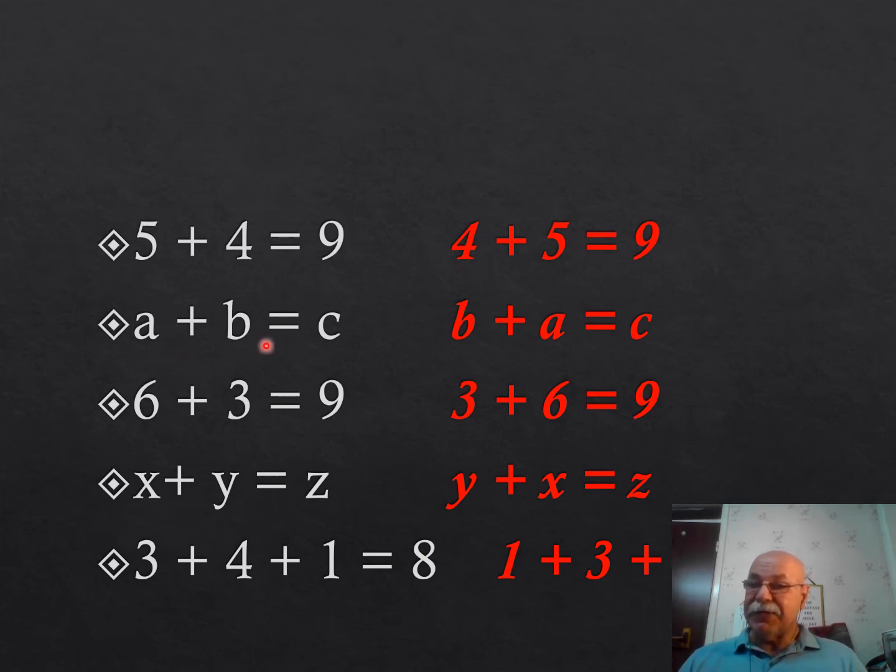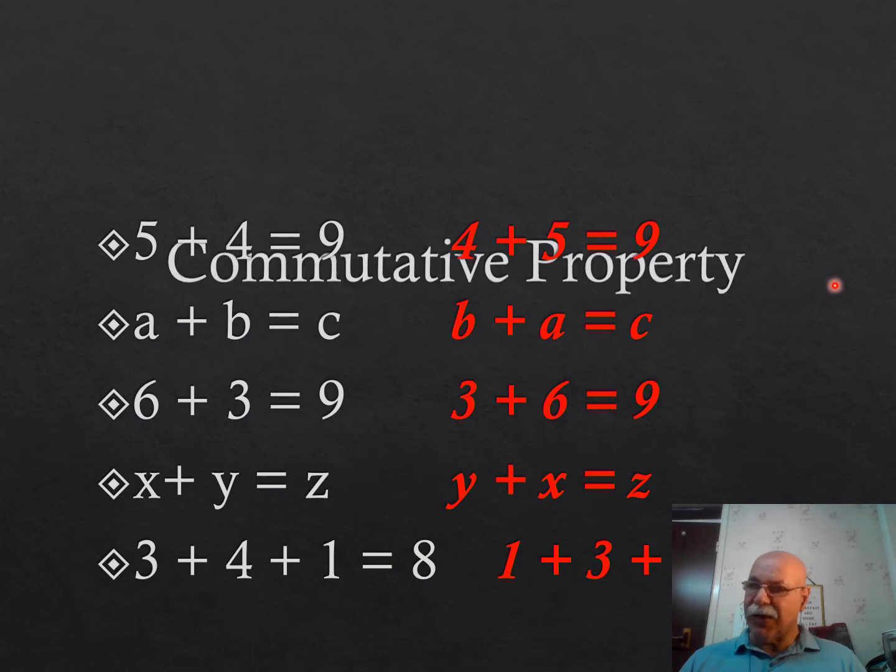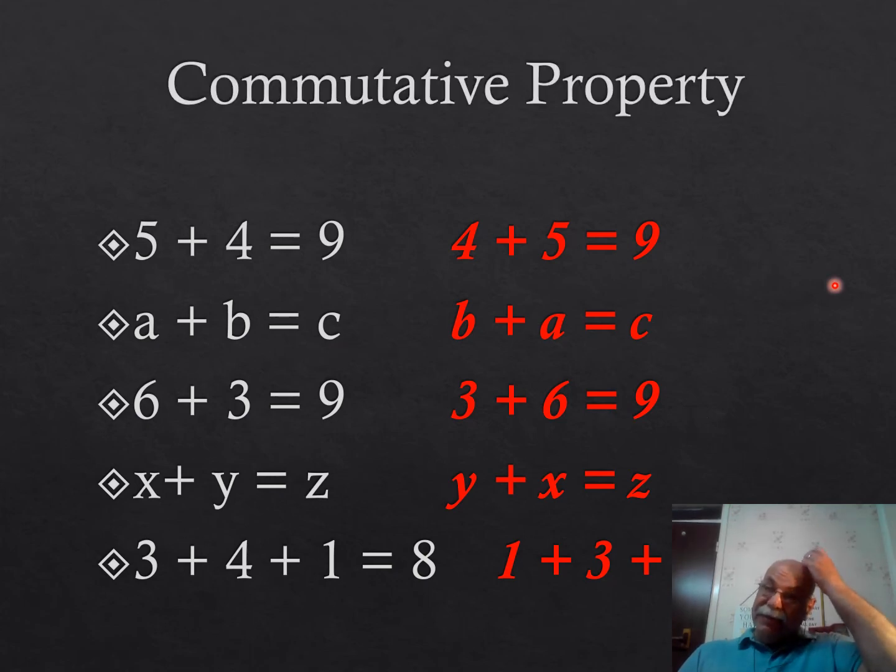A plus B equals C. This is also plus. That's why this operation here means the commutative property.